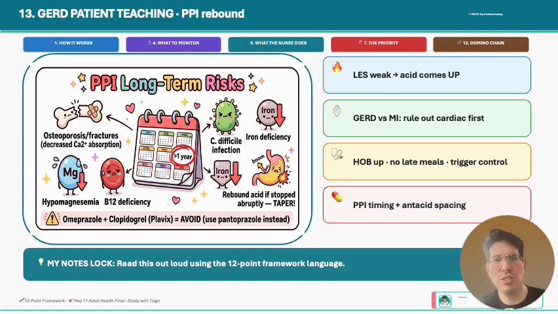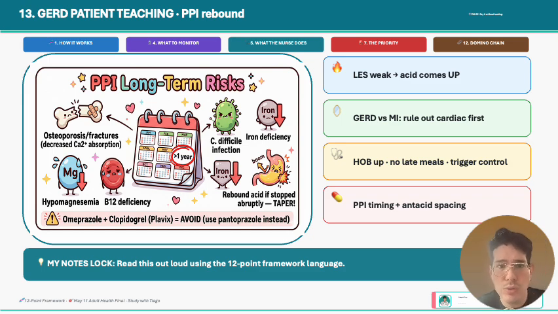So the issue is rebound acid hypersecretion. Okay, say it with me. Rebound acid hypersecretion. If the patient has been on a PPI and suddenly stops, the stomach can temporarily produce more acid than before. That can make symptoms feel worse and make the patient think the medication has failed, but they stopped it. So the teaching is to take it as prescribed. Don't stop suddenly without guidance.